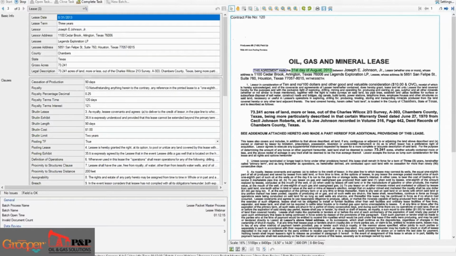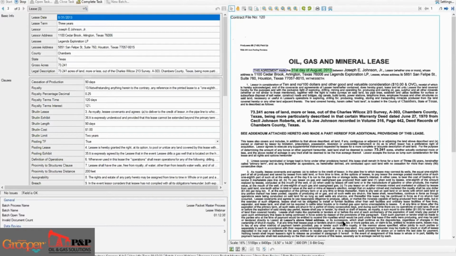I had Grooper reformat that for me to 8/31/2013 because that's how I need it on my import into a land system. My goal here is to create a spreadsheet that can be used either as a lease schedule or as the basis for an import into Quorum, iLandman, Inertia, Integra, any of these land systems, right?